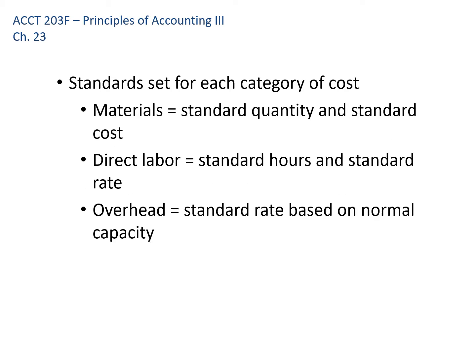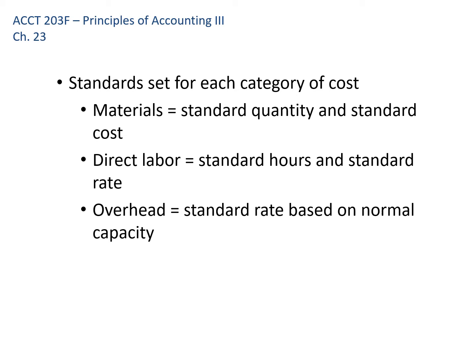So we're going to look at standards for each of the 3 categories of cost. For materials, we'll look at both a quantity standard, so how much material should go into a particular product, and what that material should cost. We'll do that based on engineering drawings, past experience, the purchasing manager's expectation of trends and costs. We'll do all of that to set the standards at the beginning of the year.